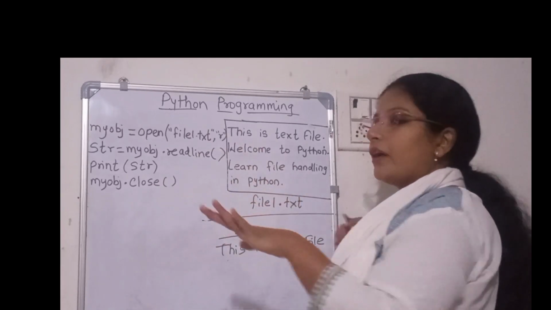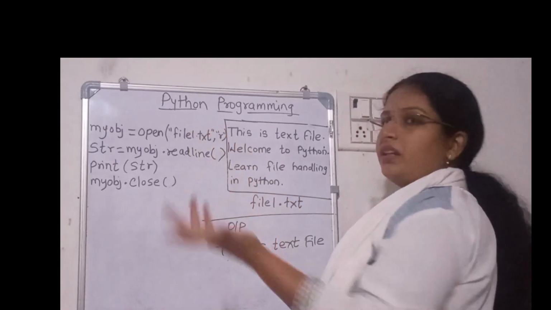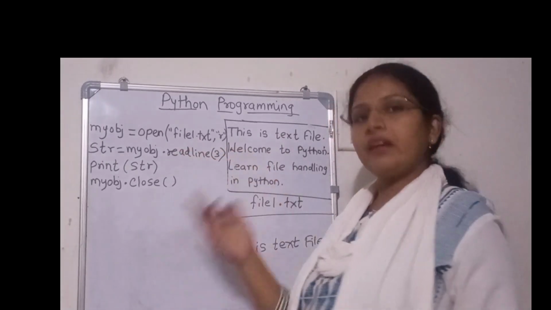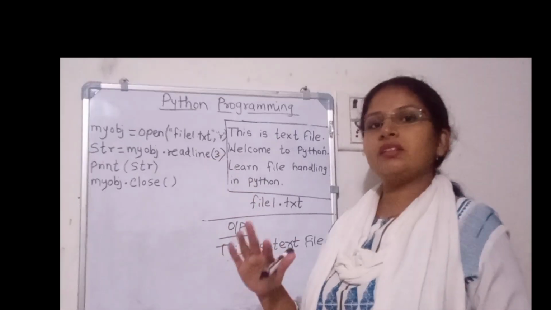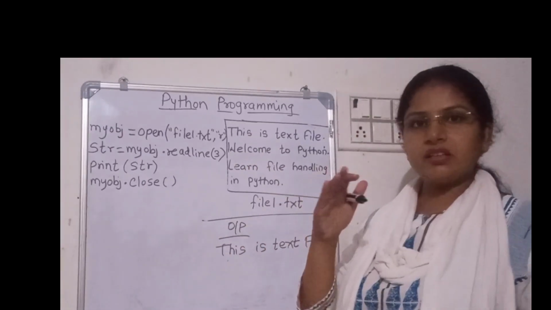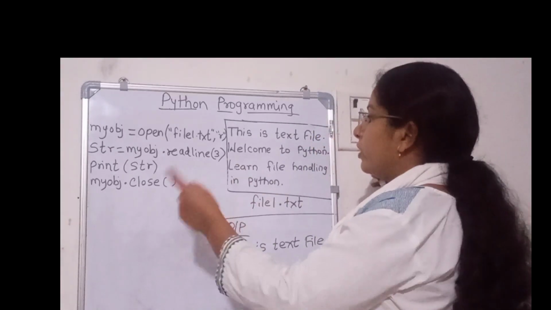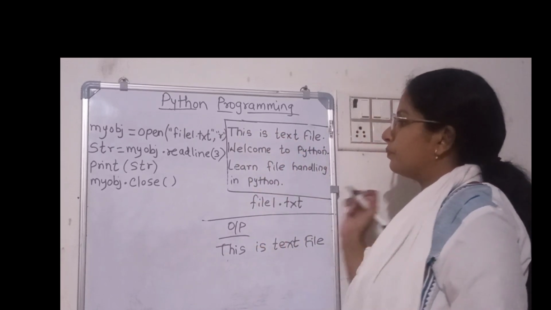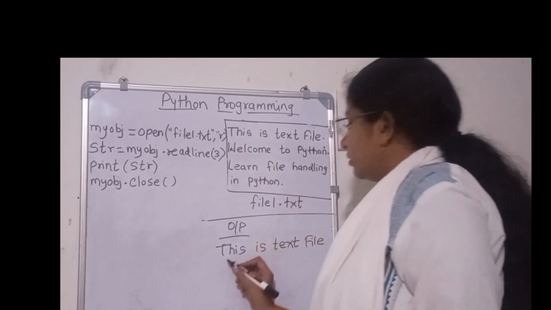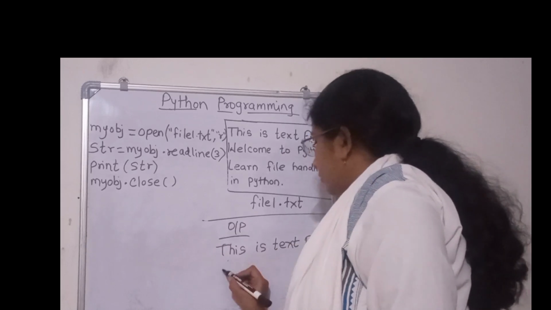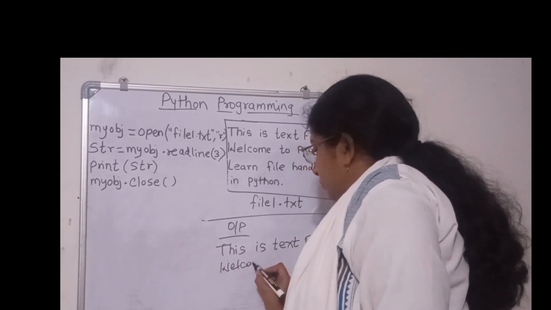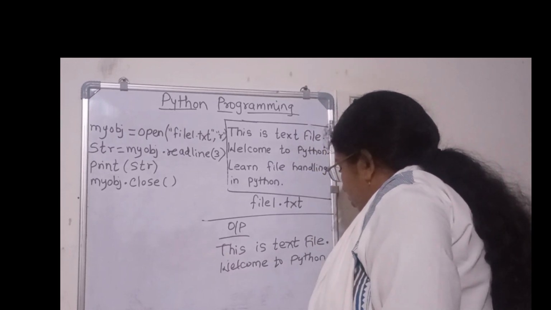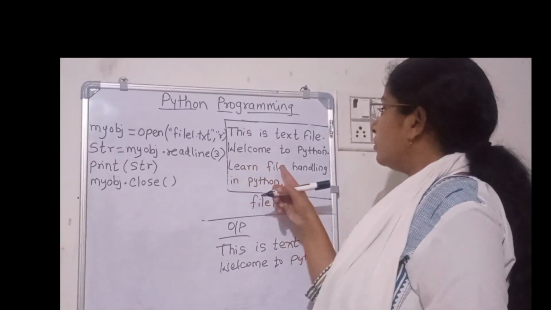Then suppose I want to read 3 lines from the content. So here I am giving 3. Now you are calling the readline method and you are giving the value as 3. That means you are reading the first 3 lines. So here the first line is already there: this is text file that I have written. Then your second line, welcome to Python. And your third line, learn file handling.